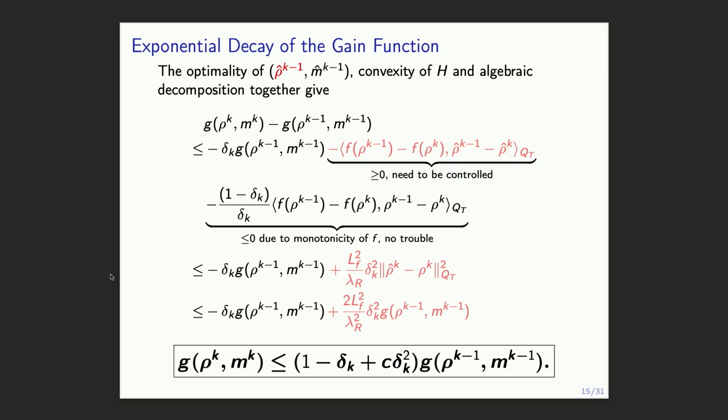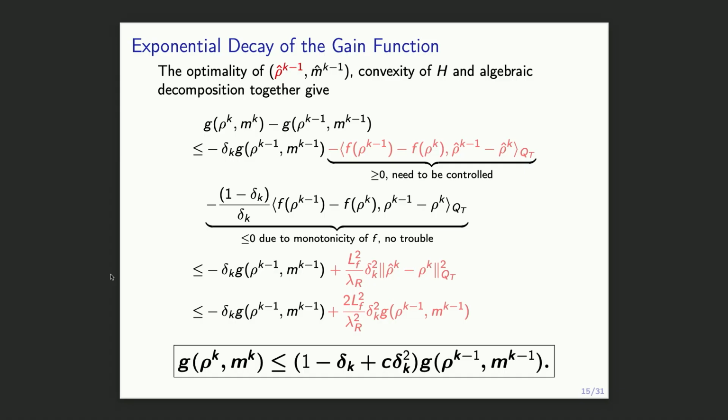The second term, if you still remember the qualitative property we presented for the fixed point iteration being unstable, you will see this is something positive, and that's not what I want. Later, I need to control this. And the third term, because we assume the monotonicity of F, will always be non-positive, and will not give me any trouble. So I can get rid of it, and the only thing we need to do is to control the second term.